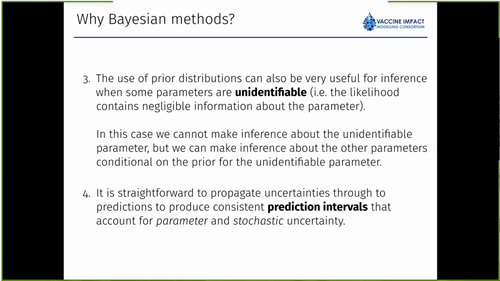Now, the Bayesian approach to that is you put a prior distribution on the parameter you can't estimate, and then you can estimate the other parameters conditional on that prior. Okay? So it is a mechanism for being able to get around unidentifiability. What you won't do is learn anything more about the unidentifiable parameters, but you will be able to say something about the other parameters conditional on those priors. So there are useful things that one can do, which are usually useful in niche circumstances, but they're still useful. And then one more point is that it is very straightforward to propagate uncertainty through to predictions.